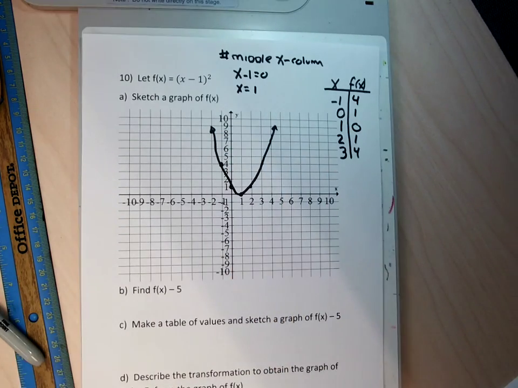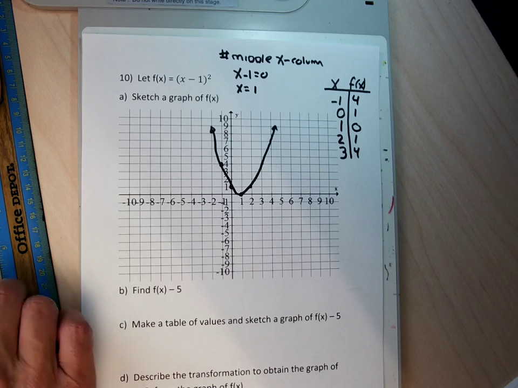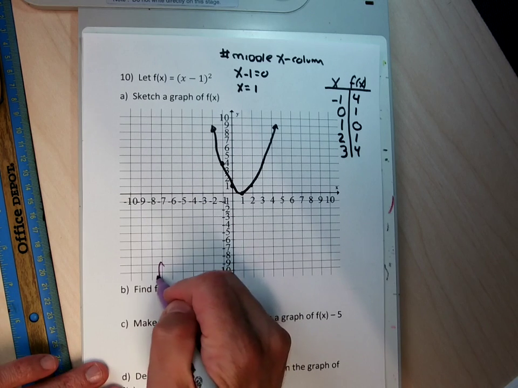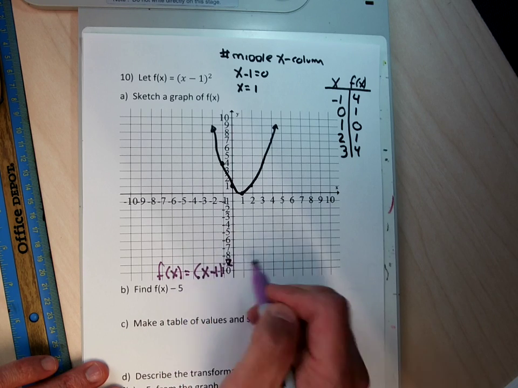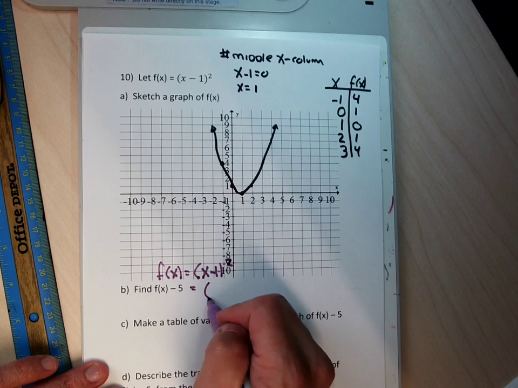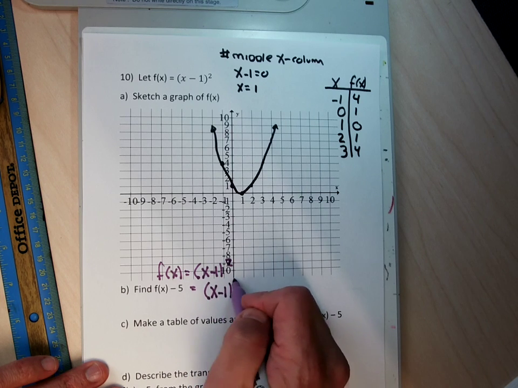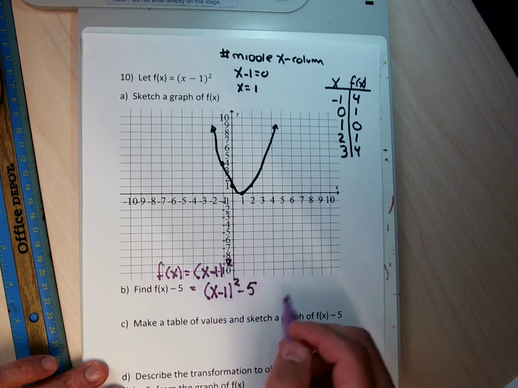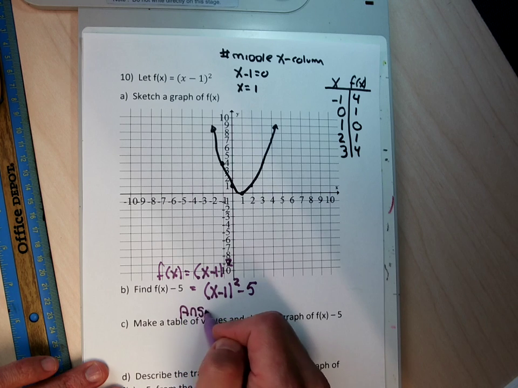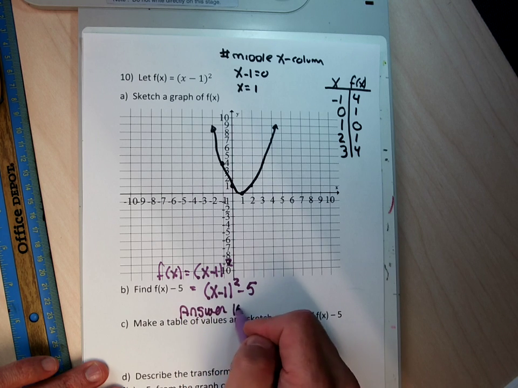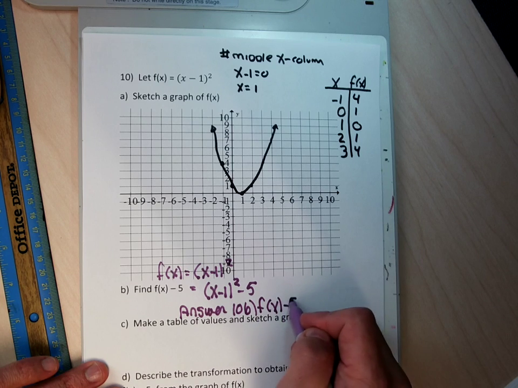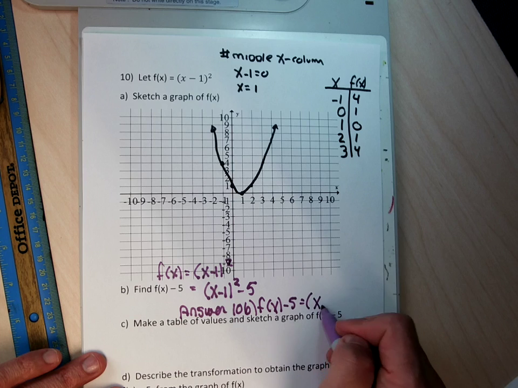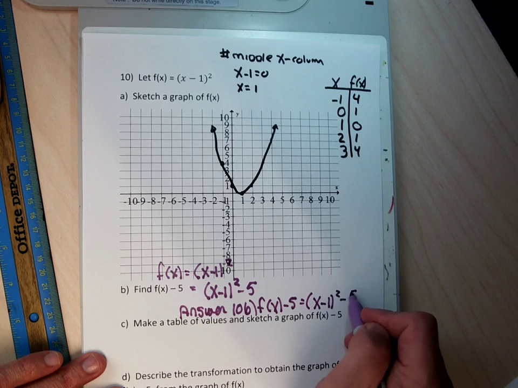Done with part A. For part B, to find f of x minus 5, with the 5 not in the parentheses, the f of x function is x minus 1 quantity squared. F of x minus 5 is going to be x minus 1 quantity squared minus 5. My answer to 10b, f of x minus 5 is going to be x minus 1 squared minus 5.